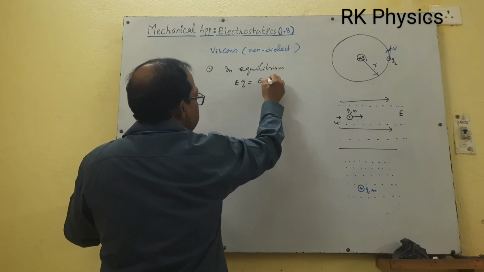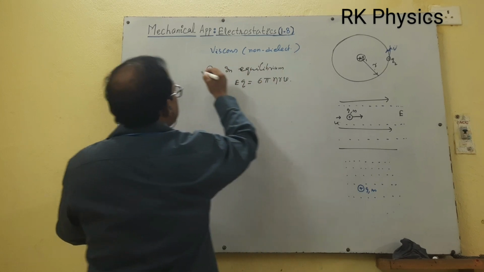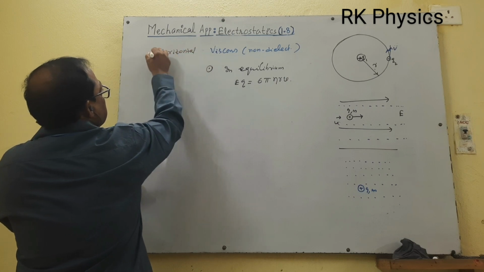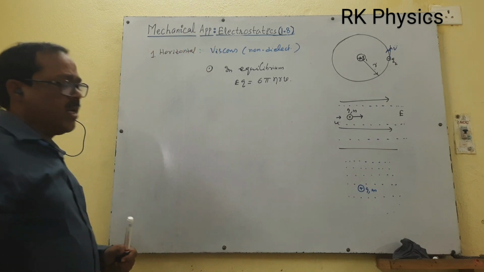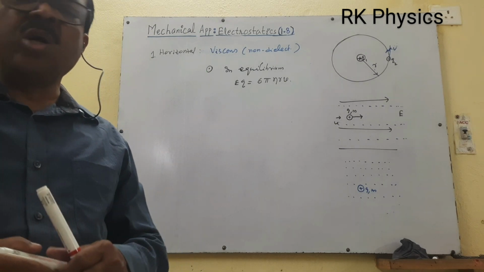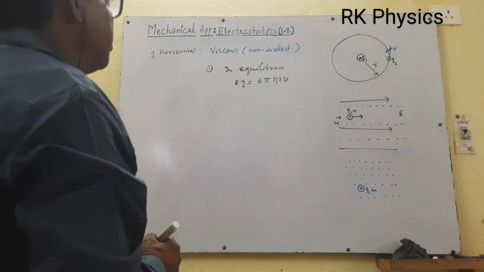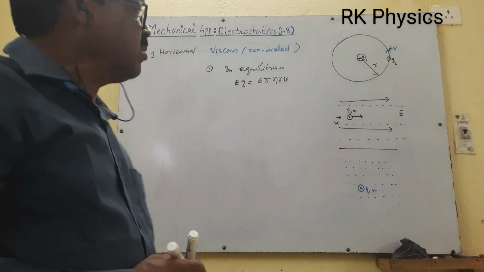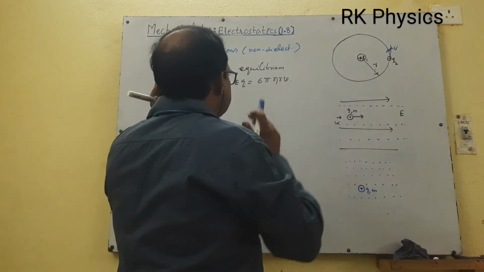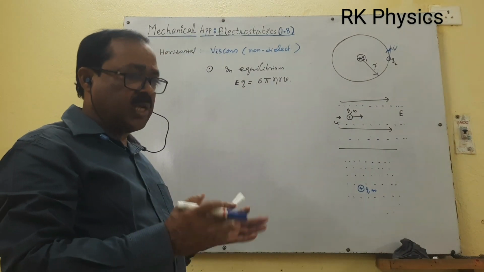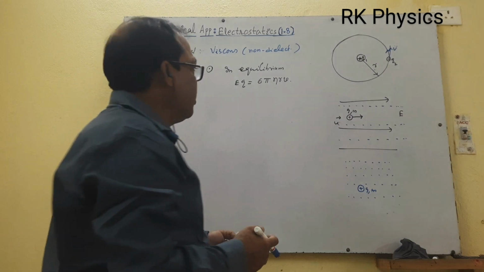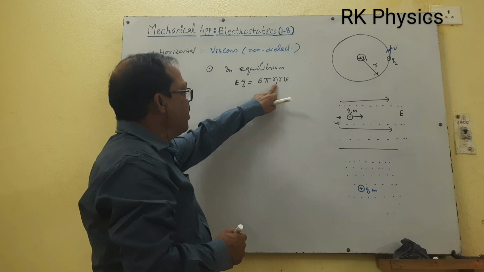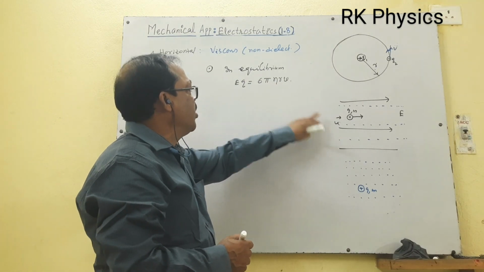EQ equal to 6 pi eta r v. Mark, the motion is horizontal. This is number 1. The medium is not air or vacuum. It is a viscous medium having no dielectric, means non-dielectric. If only viscous force is taken into account, then EQ is 6 pi eta r v. Eta is the coefficient of viscosity of the fluid.